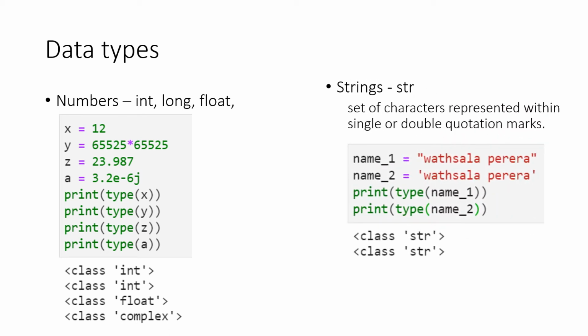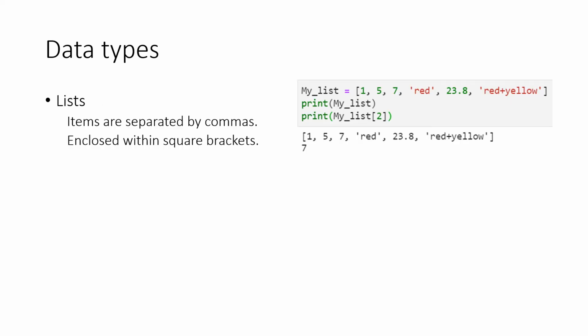Strings are a set of characters represented within single or double quotation marks. List. In a list, the items are separated by commas and they are enclosed within square brackets. You can have both numbers and strings in a list. Lists are similar to arrays. If you want to retrieve a specific item from a list, then you should access it using square brackets. The index starts from 0.